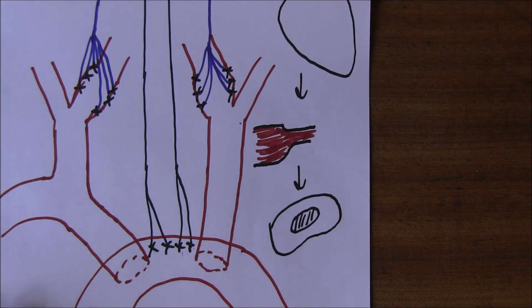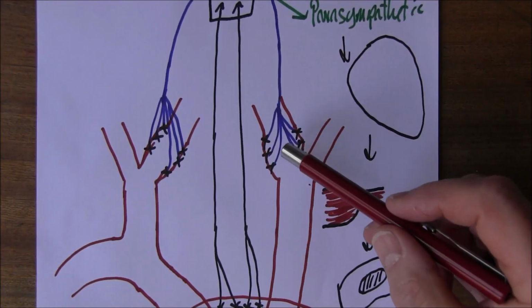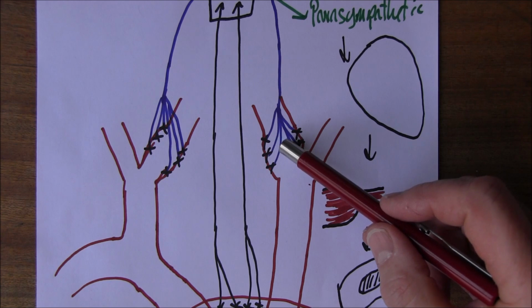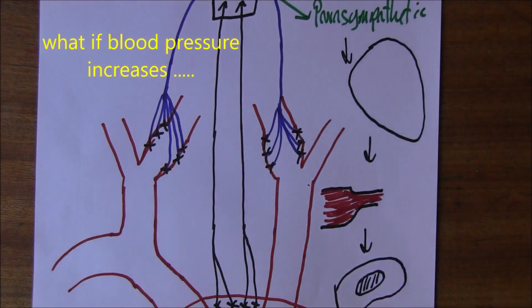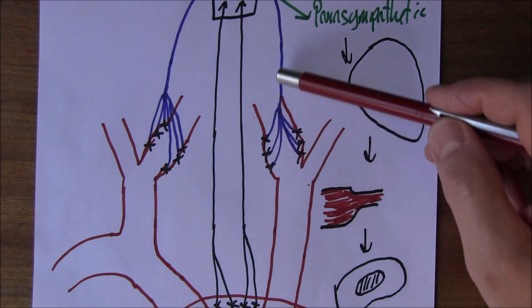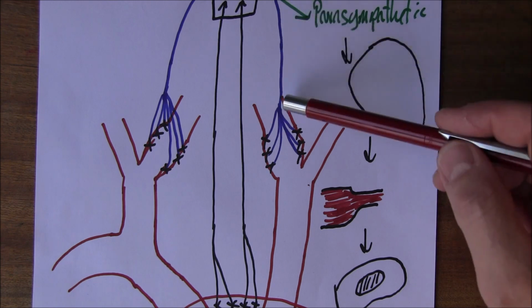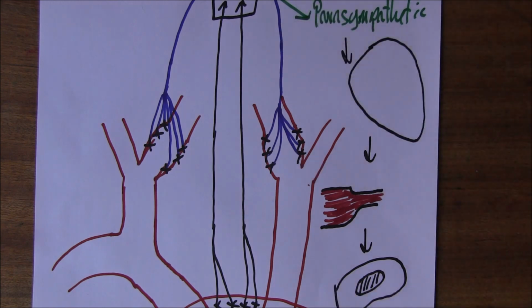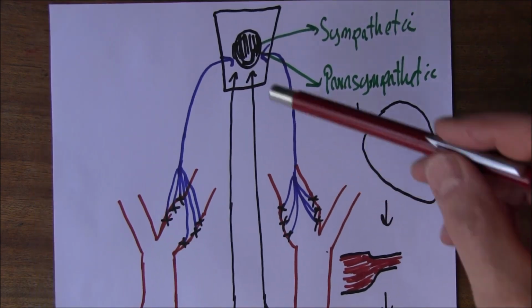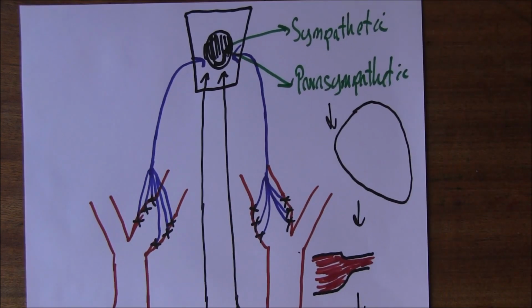What will happen if the blood pressure increases? Because we don't want the blood pressure to be too high either. If the blood pressure increases, what will happen? Well, if there's an increase in blood pressure, the baroreceptors will fire faster. There'll be an increase in the frequency coding of the information going to the brain.